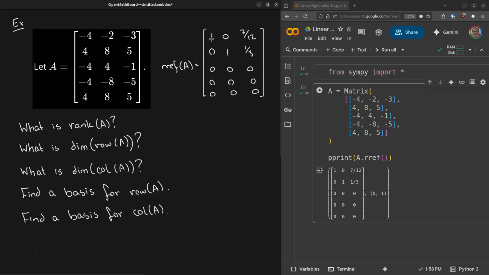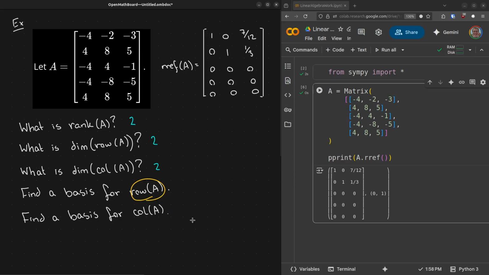Okay. We have 2 leading entries, which means we have 2 non-zero rows when the matrix is in row echelon form. It also means we have 2 columns with a leading entry in them. So the rank is 2. The dimension of the row space is equal to the rank, so it's also 2. The dimension of the column space is equal to the rank, so it's also 2. Remember, the rank, the dimension of the row space, and the dimension of the column space of a matrix are always equal to each other. All right?